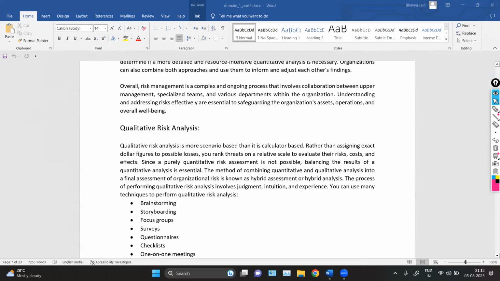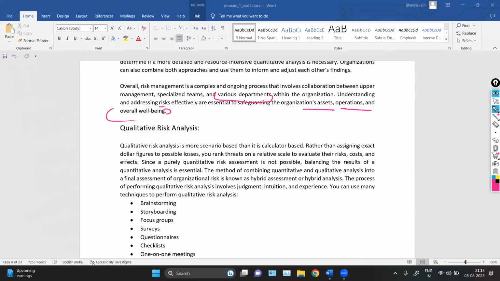Okay. So overall, risk management is a complex and ongoing process that involves collaboration between upper management, because we have to take the permission of our upper management for approval of any budget, any plan, or any strategy that is formed by the CISO, which is the Chief Information Security Officer. So we need constant effort from the upper management and various departments within the organization. So understanding and addressing risk effectively are essential to safeguarding the organization's assets, operations, and overall well-being.